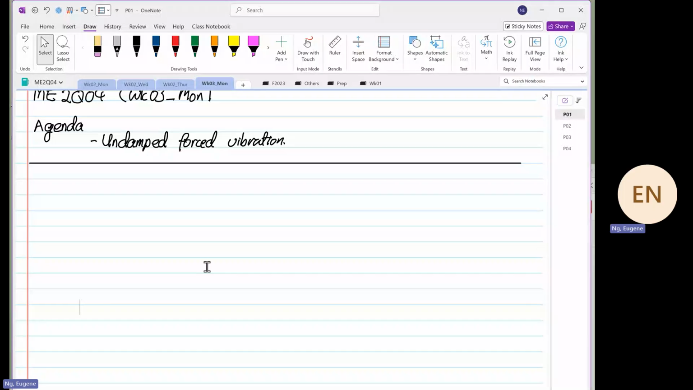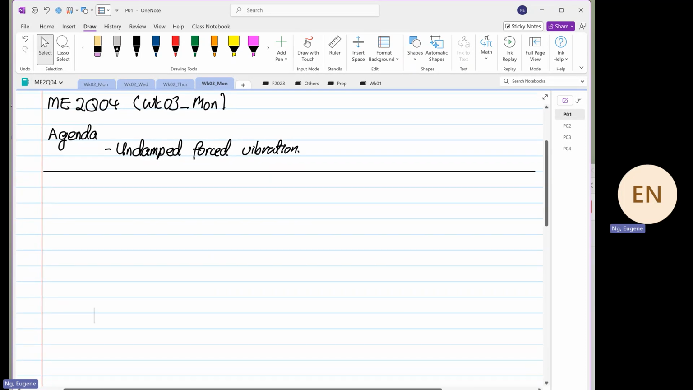Today, I did touch briefly on Thursday on undamped forced vibration. So I'm going to do a bit of a recap. The system we have is undamped, which means there's no damper.